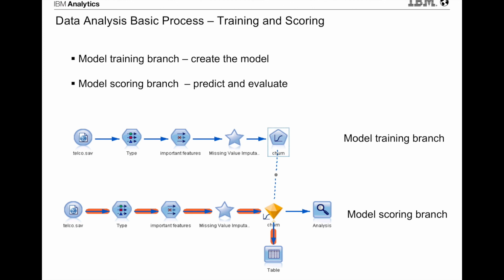The first node is used to read data, and then set the field type for each field. It could be continuous or nominal. Then the important features node can filter the fields and drop the not useful fields. Missing value imputing is used to fill the missing value in one record with the mean value or mode value. It just depends on whether the field is categorical or continuous. Then the data can be put in the linear model.